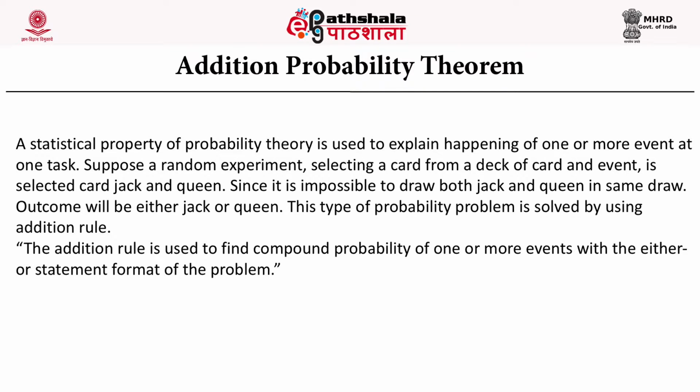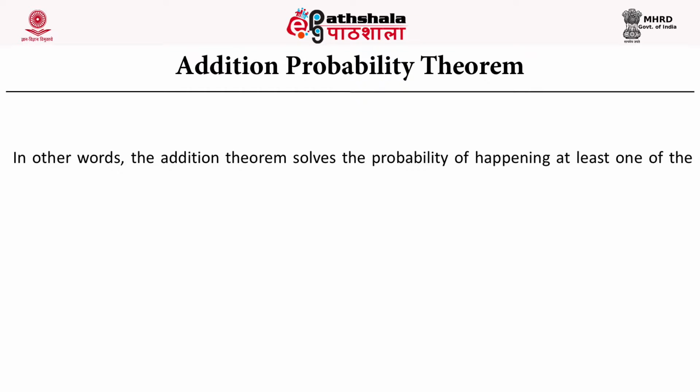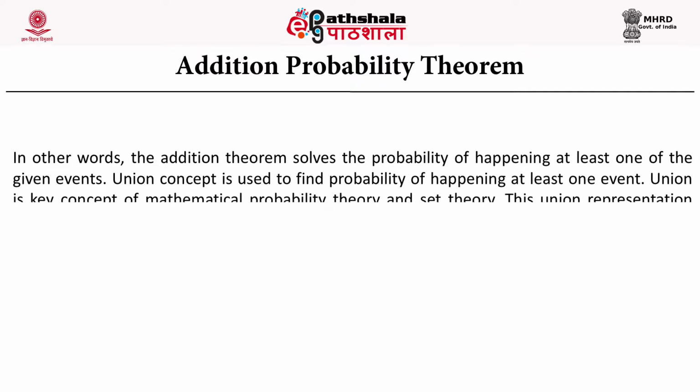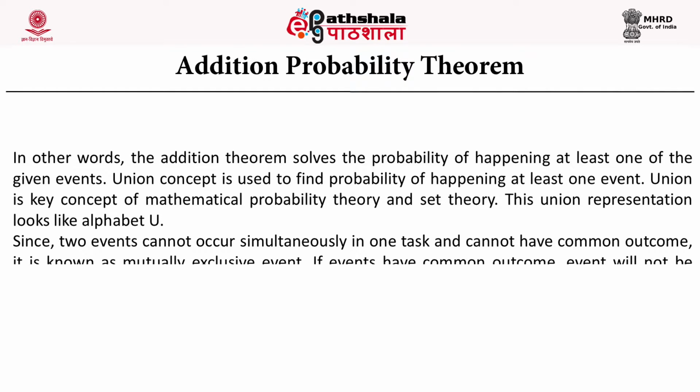The additive rule is used to find the compound probability of one or more events in the either-or format of the problem. In other words, the addition theorem solves the probability of happening of at least one of the given events. The union concept is used to find the probability of at least one event happening. Union is a key concept of probability theory and set theory. The union representation looks like the capital letter U.